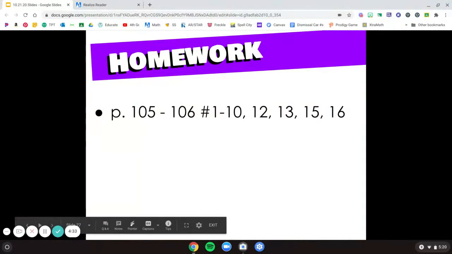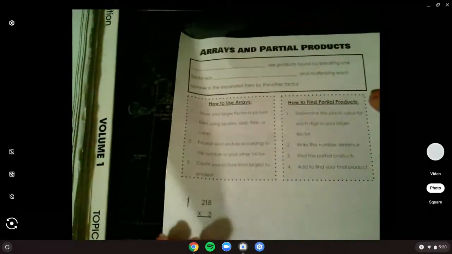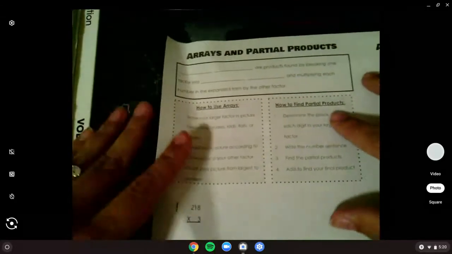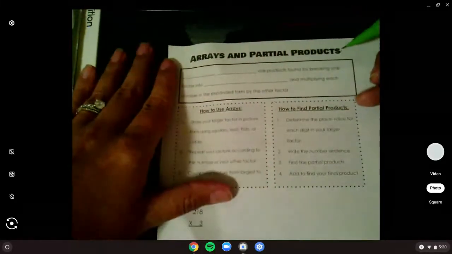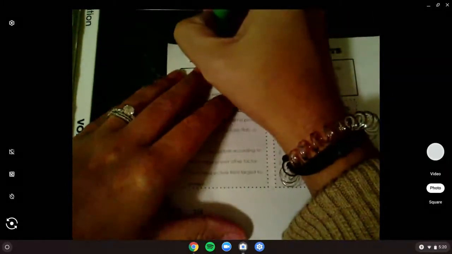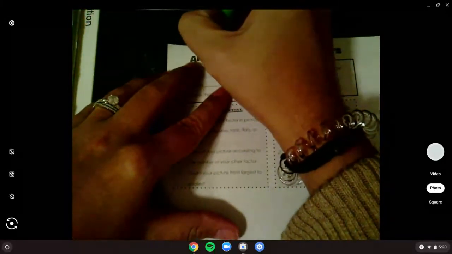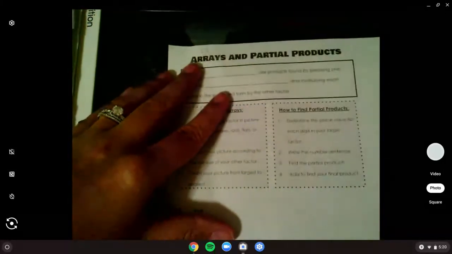Now we're gonna take a look at our notebook page for today. Let's go ahead and get your page ready. I got a little crumpled, but that's okay. All right, so today we're talking about arrays and partial products. Now, you talked about arrays in 3rd grade. Arrays are used to show multiplication sometimes. You might have seen it like this, where you have your rows and your columns.